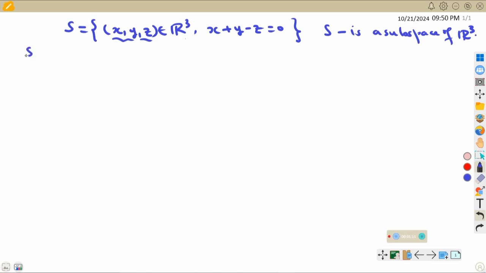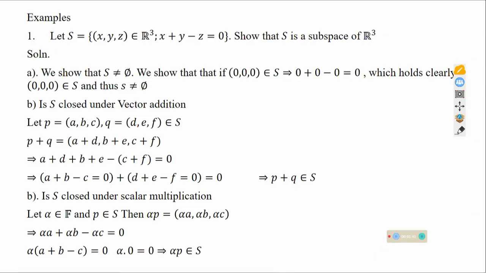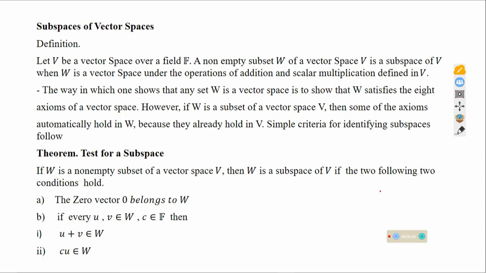But as we said, to show that a given subset of a given vector space is a subspace, you must prove 3 conditions. 1, you must show that a 0 vector exists within the set that you are considering. So let us get back some of these conditions that we need. 1, we must show that the 0 vector belongs to W.